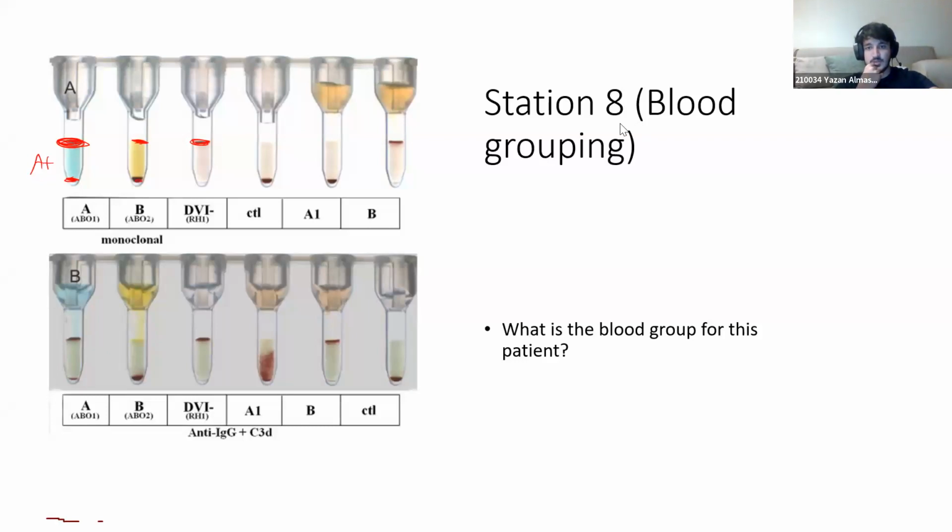Just one thing to keep in mind. If both A and B are negative, then it's O.